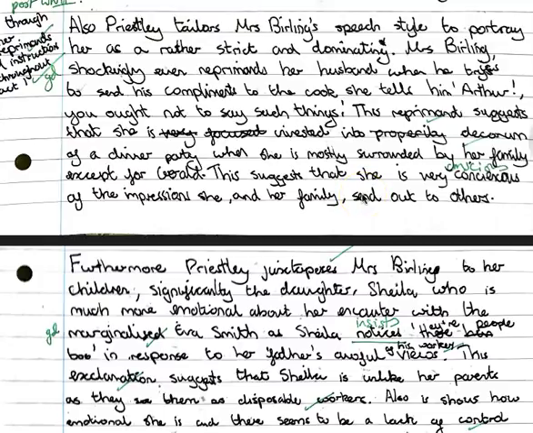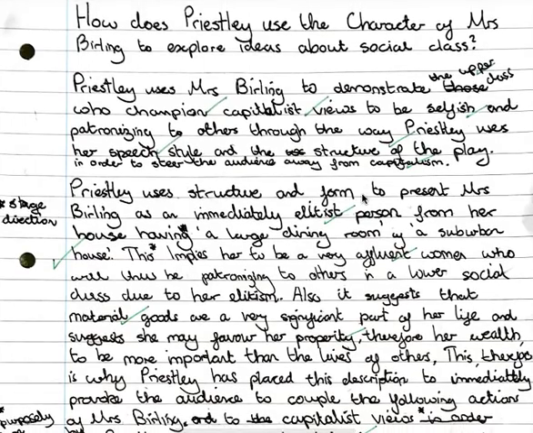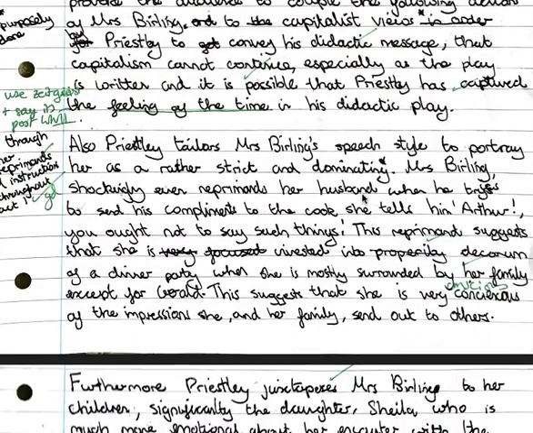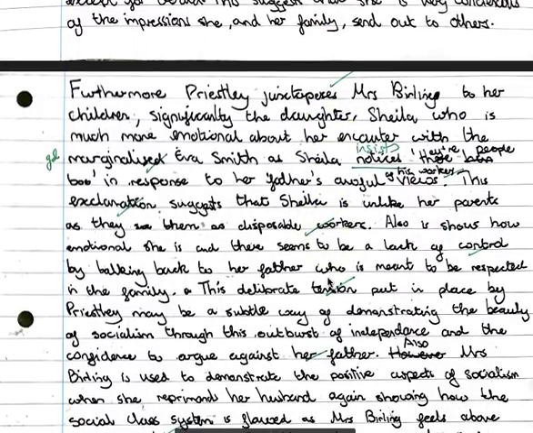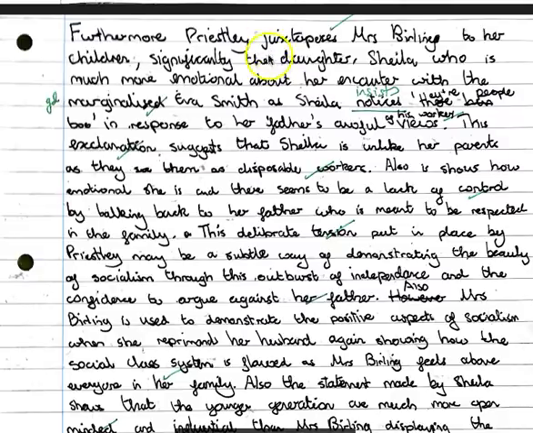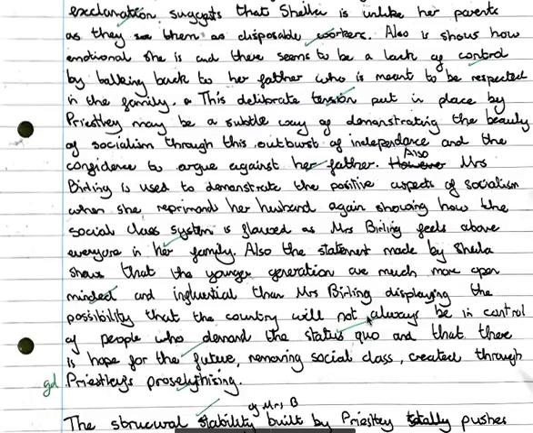It's a good point, but of course the question is, how does Mrs. Birling explore ideas about social class? And this didn't quite go into that. But then we got into this next section, which is more about Priestley, the deliberate tension he wants to put there, the subtle way of demonstrating the beauty of socialism. So that's better. Now, where did we get to?